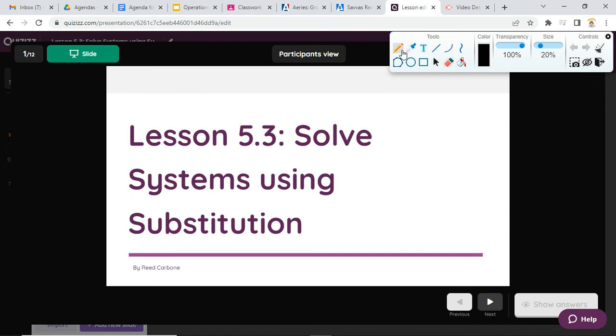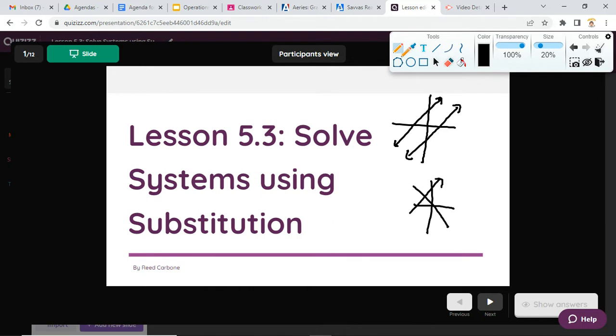Hello class, today we're going to be going over lesson 5.3, how to solve a system of equations using substitution. Remember guys, a system of equations is simply two equations expressed at the same time. Or if you're looking at it graphically, it'd be a graph with two lines on it, right? So remember, our goal is to determine where these two lines intersect.